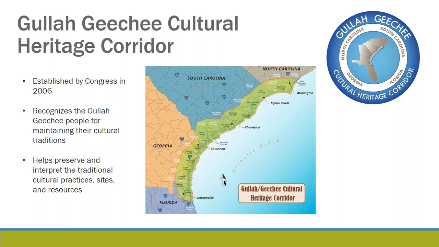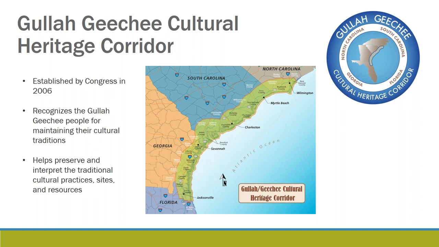Hi, everyone. This is also Andrea. To give you a little bit of background knowledge about what we're going to be discussing, you'll see here on the map, Charleston County sits in the heart of the Gullah Geechee Cultural Heritage Corridor, which is a national heritage area designated in 2006 by Congress. The corridor stretches along the eastern coast from southern North Carolina to northern Florida, and this area represents a significant story of local, regional, national, and even global importance, recognizing the Gullah Geechee people for maintaining their cultural traditions for centuries. The intent of the designation is to preserve and interpret the traditional cultural practices, sites, and resources of the Gullah Geechee people.